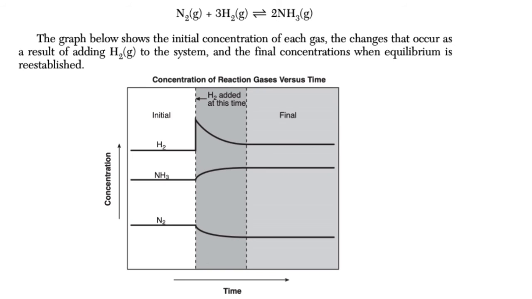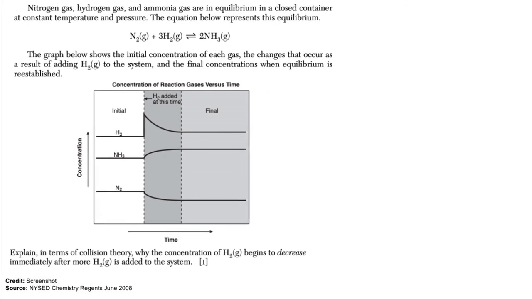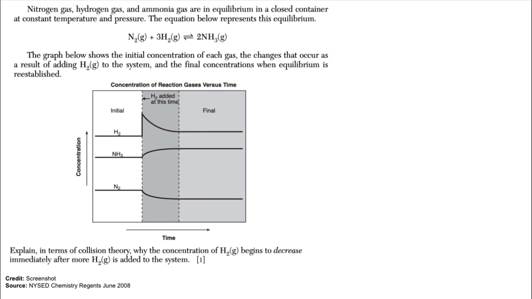All right, so a lot of words in there. We don't totally know what equilibrium means, but let's just read what the question is going to ask us and see if we can come up with an answer based on what we know. Explain, in terms of collision theory, why the concentration of H2 gas begins to decrease immediately after more H2 gas is added to the system.